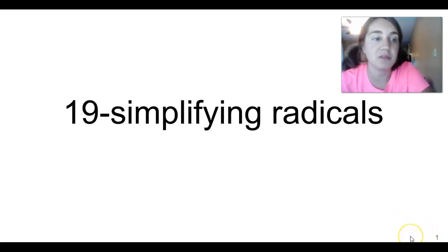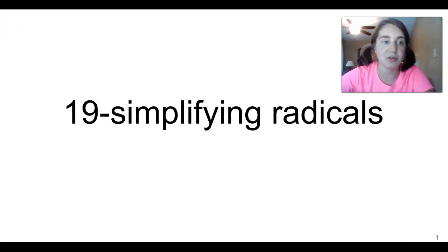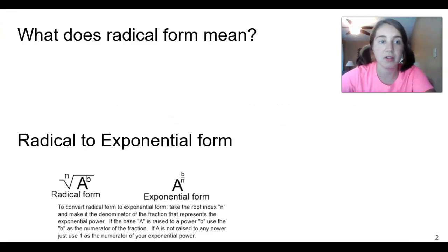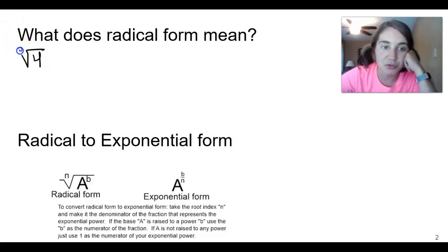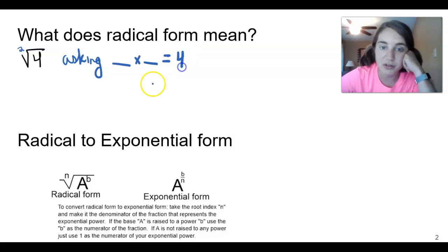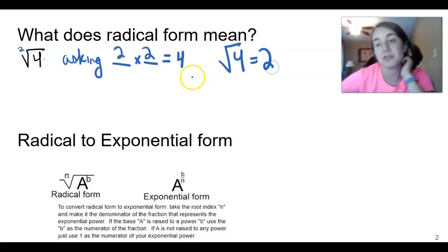So we're going to be simplifying radicals, and we're going to take a second to talk about what radical form means. So if I gave you something like the square root of 4, technically there's an invisible 2 there, and this is asking what times what equals 4. The answer is 2. So that's why the square root of 4 equals 2.